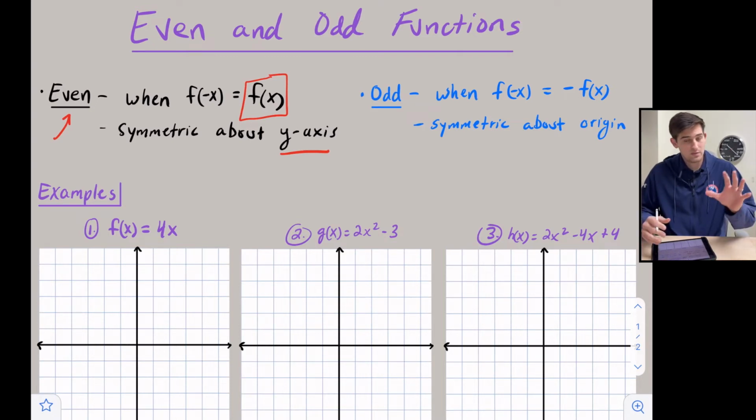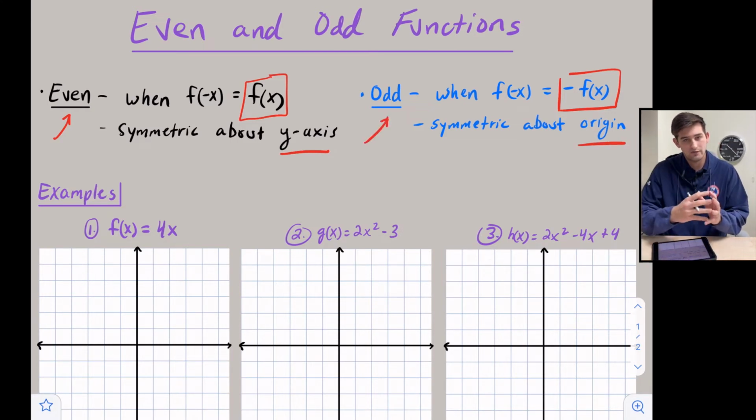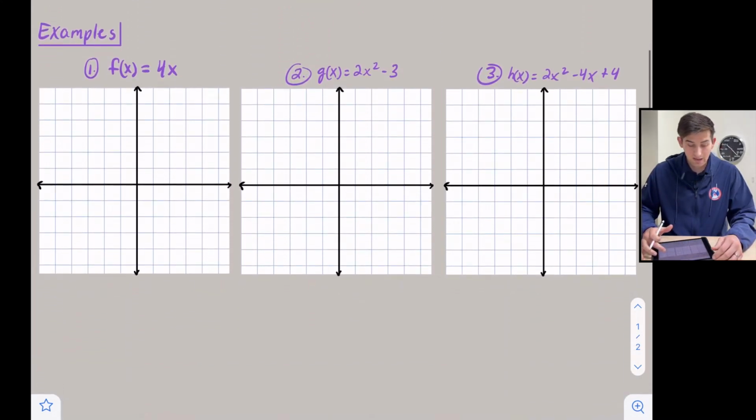On the other hand, if we make x opposite, we simplify, and we end up with the opposite of the function we started with, so negative f of x, then that is considered an odd function and it's symmetric about the origin, which means if we folded the graph over the origin, it would map on top of each other. So functions can be even, odd, or neither. We're going to look at 3 examples and see one of each.